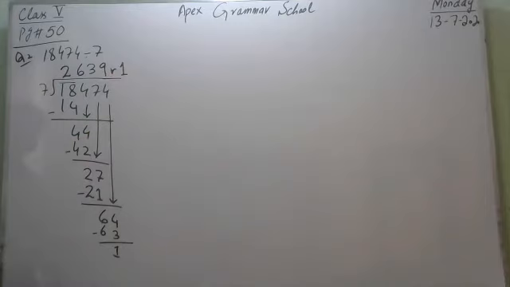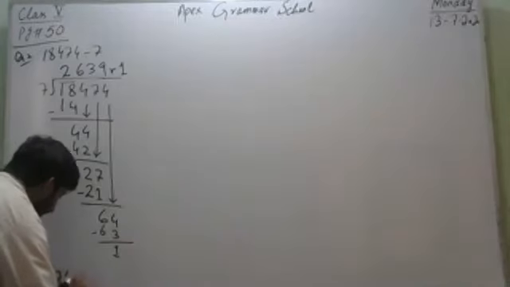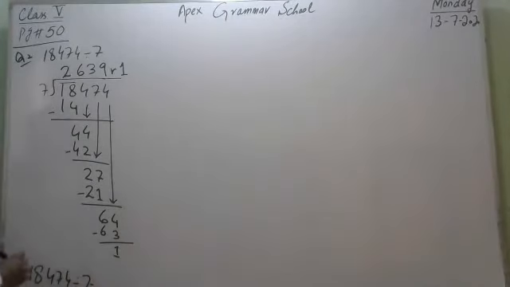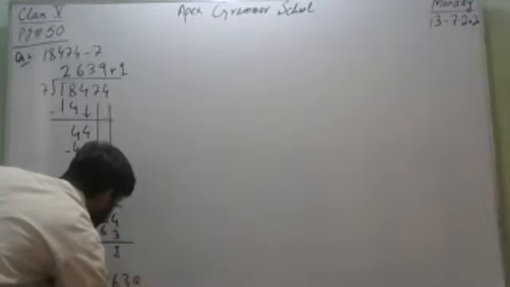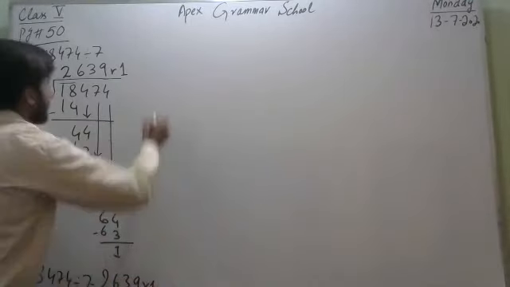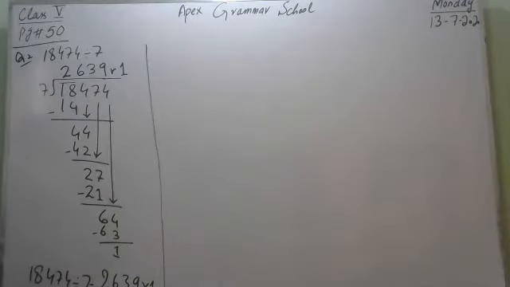Answer is 18474 divided by 7 equals 2639, remainder 1. This is A part of question number 2, page number 50.